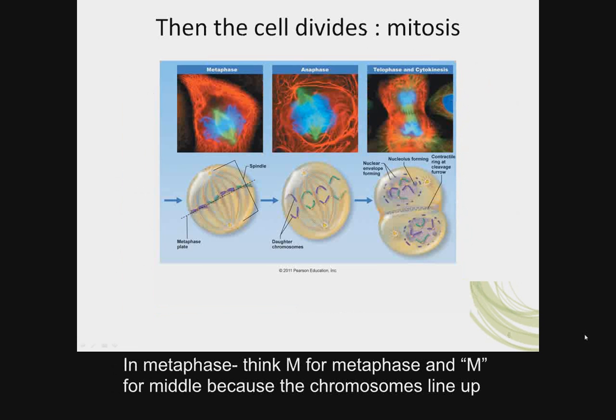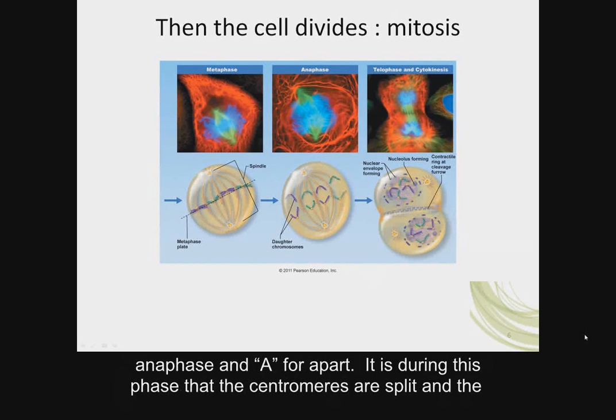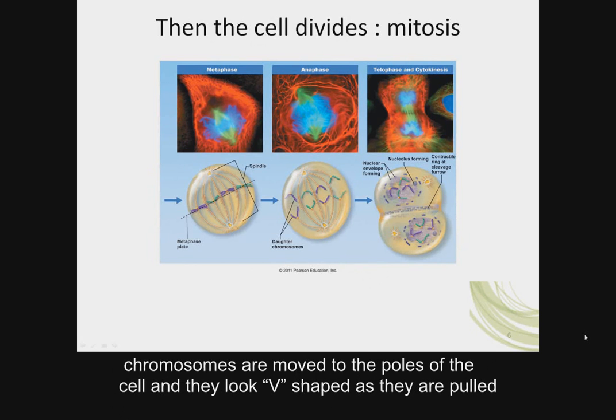In metaphase, think M for metaphase and M for middle, because the chromosomes line up in the middle of the cell along the metaphase plate. For anaphase, think A for anaphase and A for apart. It is during this phase that the centromeres are split and the chromosomes are moved to the poles of the cell, and they look V-shaped as they are pulled from their centromeres.